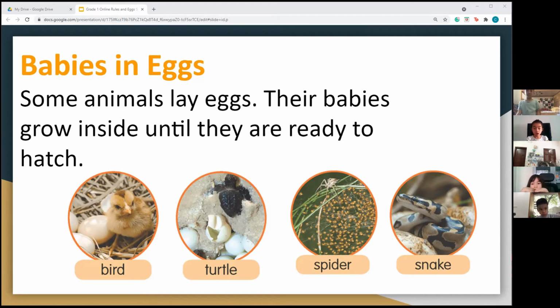Ruby. Their babies grow inside until they are ready to hatch. And in the pictures we have a bird, turtle, spider, and snakes. Why do you guys think animals might lay eggs? Why would an animal lay eggs? Anyone know? What would the eggs do? Hatch to their baby.